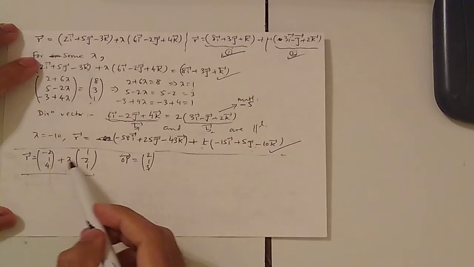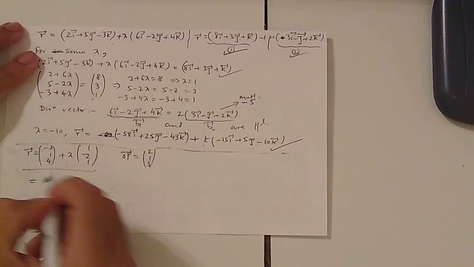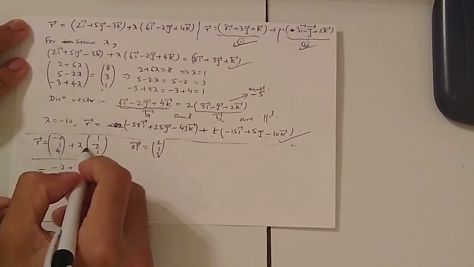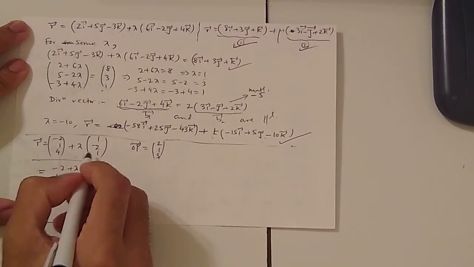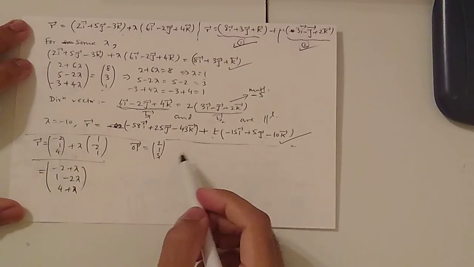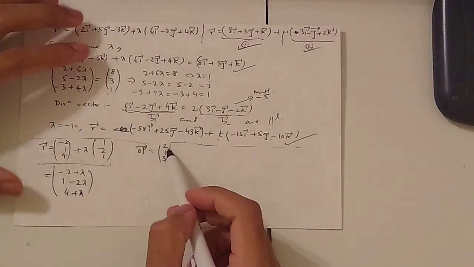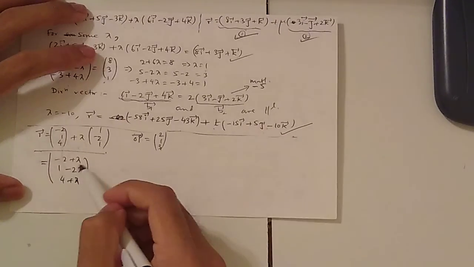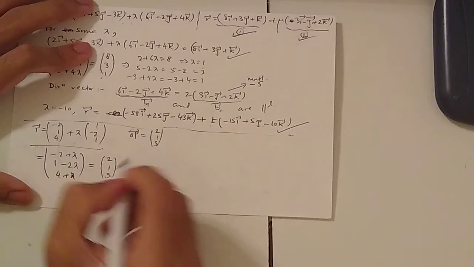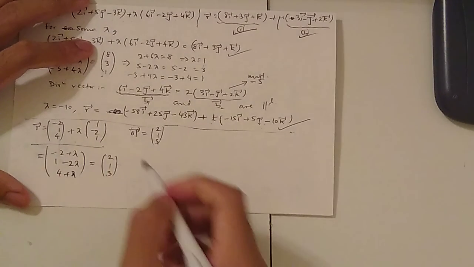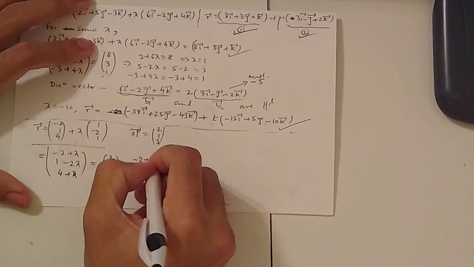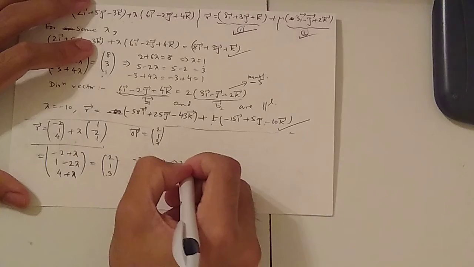So let's rewrite this equation as a single column vector. You have minus 2 plus lambda, 1 minus 2 lambda, and 4 plus lambda. If P lies on the line, then 2 1 3 should be equal to this thing. What do you get when you solve the first equation? From the first equation we get minus 2 plus lambda equals 2, so lambda is equal to 4.